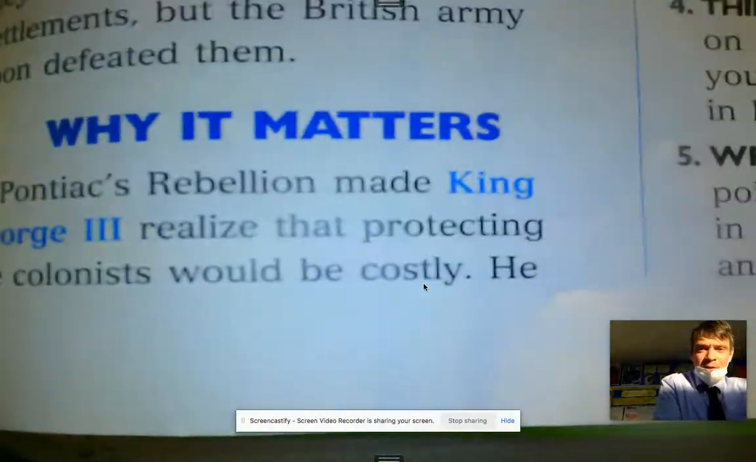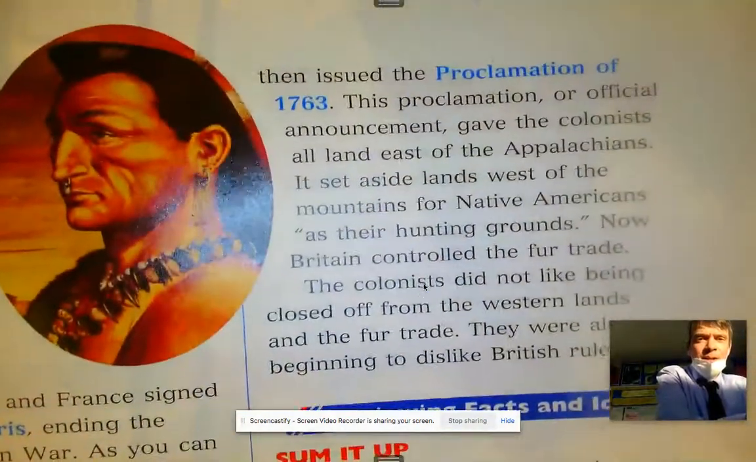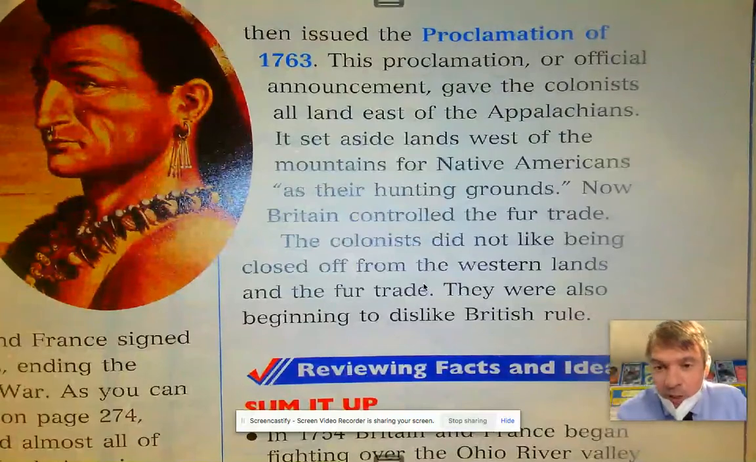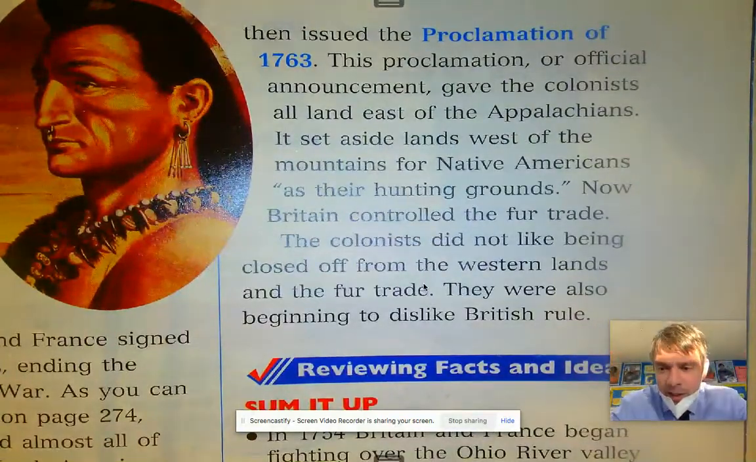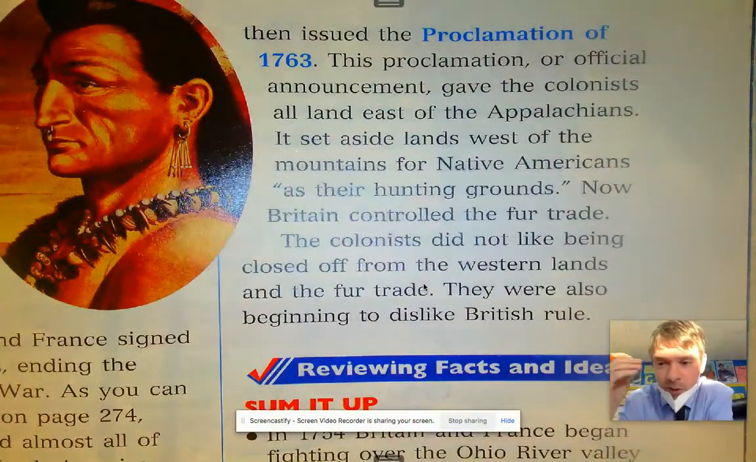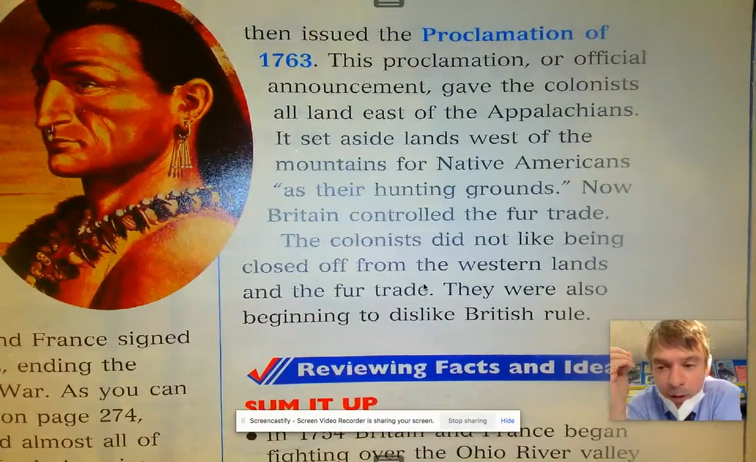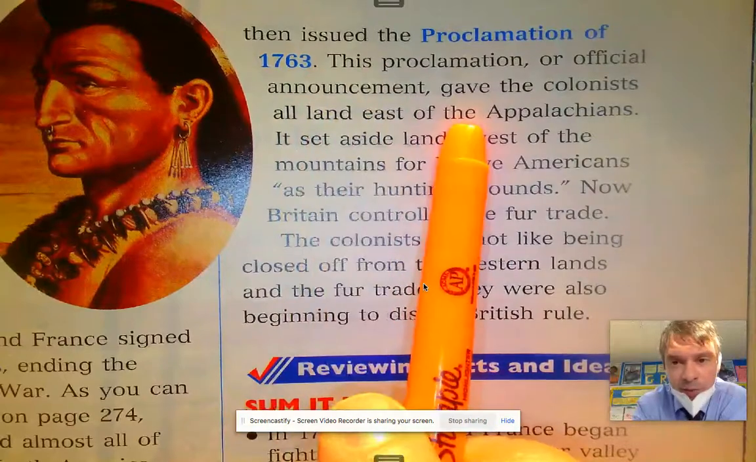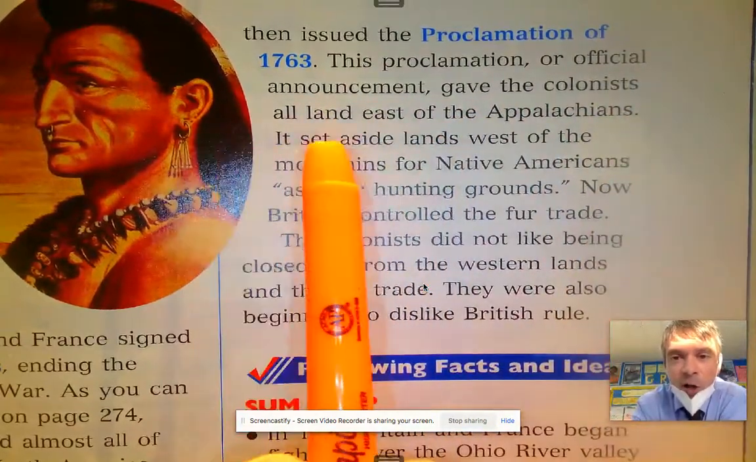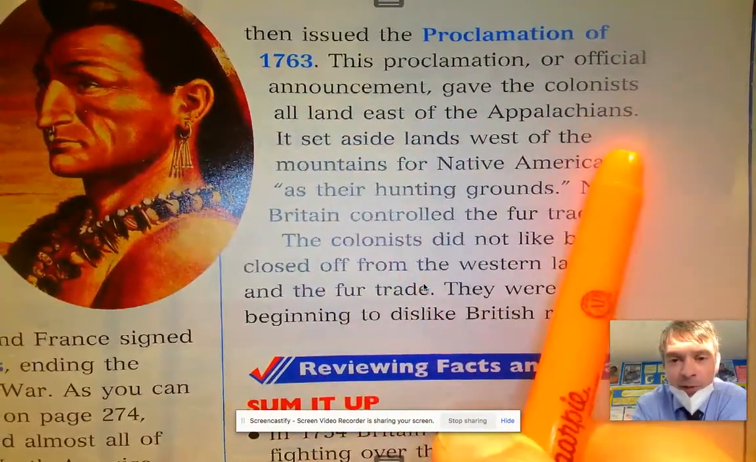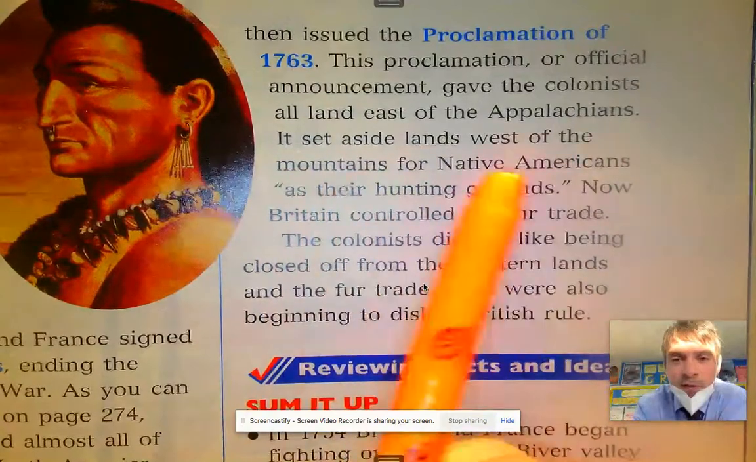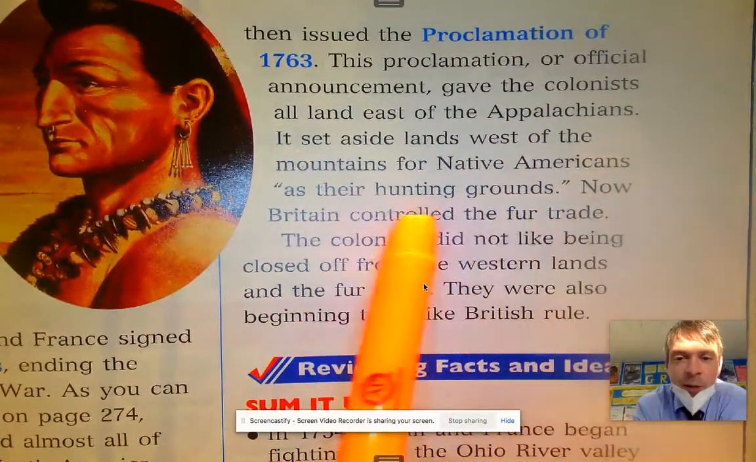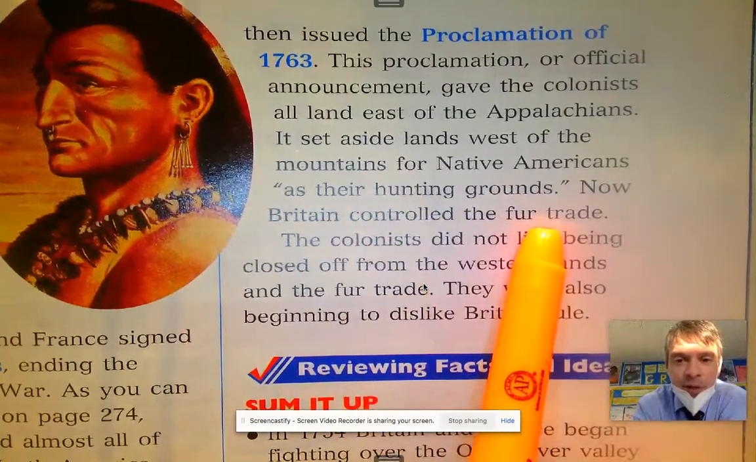Down here it says he then issued the Proclamation of 1763. So he's like, I proclaim, blah, blah, blah. He's going to talk about what happens now. This proclamation, or official announcement, gave the colonists all land east of the Appalachian Mountains. It set aside lands west of the mountains for Native Americans as their hunting grounds. Now Britain controlled the fur trade.